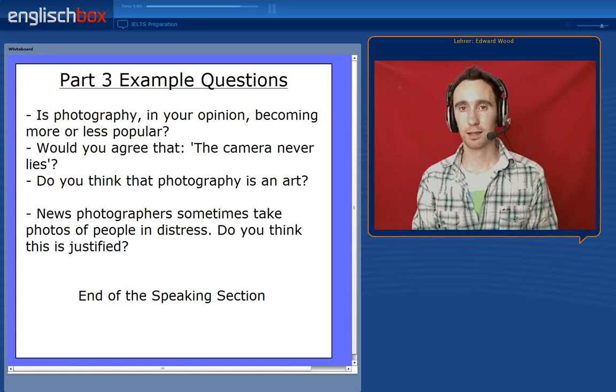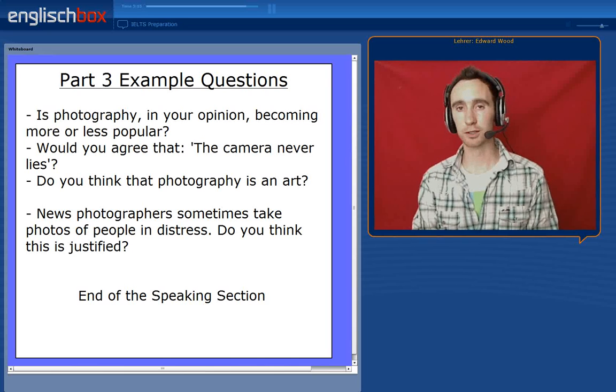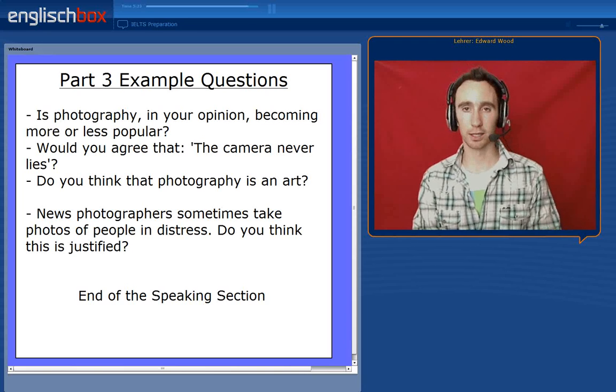And then it goes a little bit deeper. News photographers sometimes take photos of people in distress. Do you think this is justified? So here again you have 4 to 5 minutes in which you talk to the examiner and give your opinions. Be careful not to be too direct and try to respond in as natural a way as possible to what the examiner says.